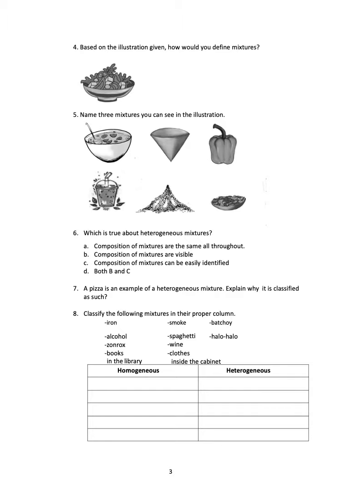So, from number 7, let's go back to number 7. A pizza is an example of heterogeneous mixture. Explain why it is classified as such.